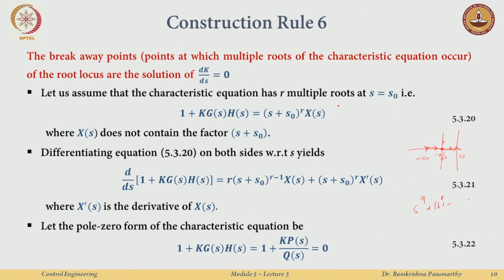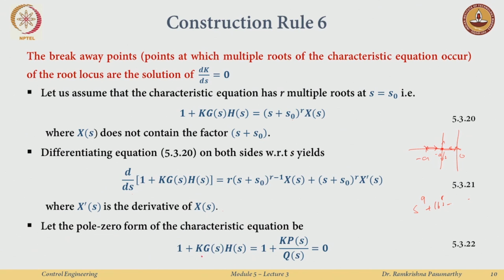Now I differentiate this. On the left hand side I have d over ds of this, and on the right hand side I differentiate again with respect to s. Differentiating the first factor, I will have r minus 1 times x of s, then again the same factor here and x prime of s, where x prime of s is the derivative of x of s with respect to s. Let us leave this here for a while and then come back to this again.